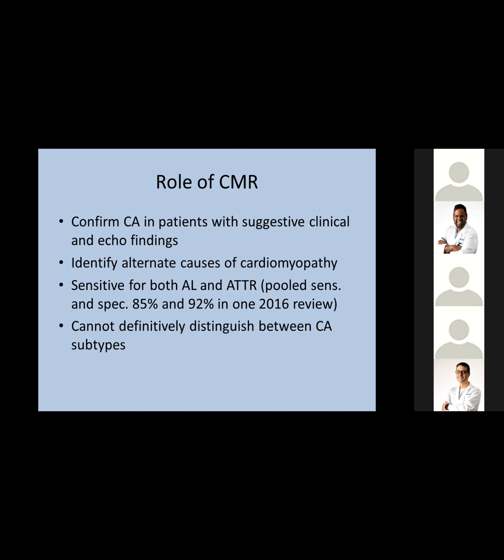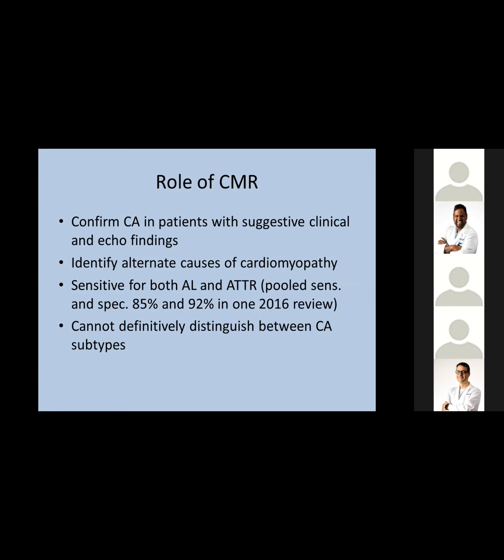So in MRI, the main role is to confirm a diagnosis of amyloid. It doesn't tend to differentiate very well between the subtypes of amyloid, although you do see there are some features of each that can suggest one or the other, but it's similarly accurate for both.